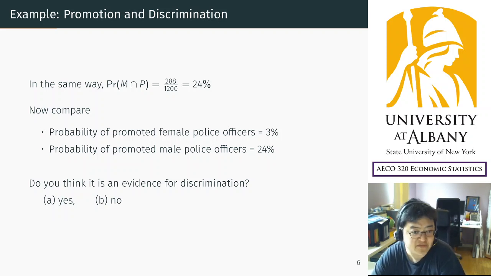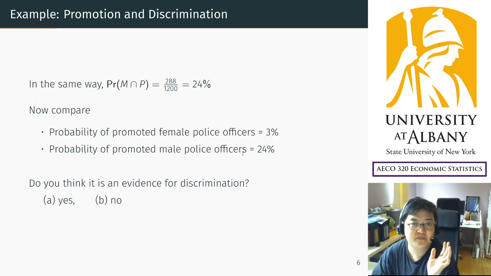So in the previous video, I asked you to think about this problem, whether comparing 3% and 24%, defined by these probabilities, defined by these events, makes any case for discrimination. I think the answer is no. It does not mean there is no discrimination, but these numbers are not a fair comparison. That's what I'm saying here.